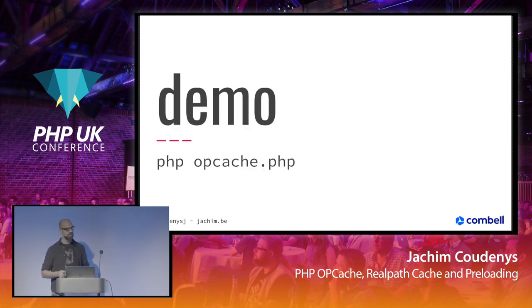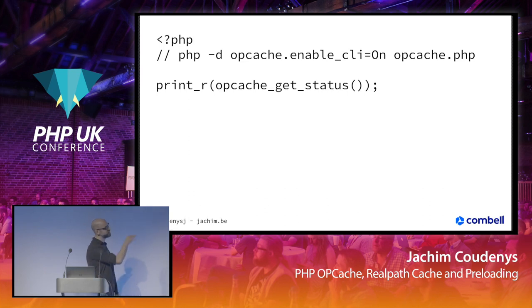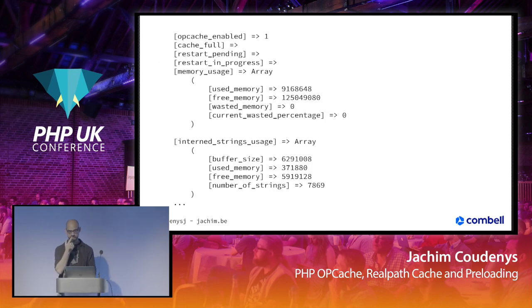So again, a small demo. I have a small script which just does a print_r of opcache getStatus. And what that gets us is a nice overview of everything that's happening with opcache. So we can see that opcache is enabled. The cache is not full. We have no restarts coming up. And then the most important part, the memory usage. Here you can see if it's full or if the opcache is nearly full. We have the wasted memory marker.